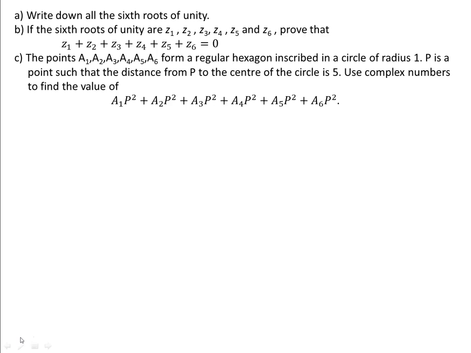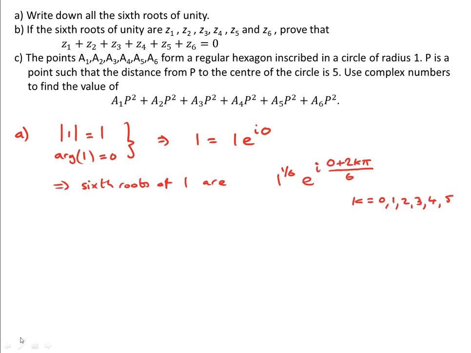Right, for part A, well, we know the modulus of 1 is 1, we know the argument of 1 is 0, so we know that in the r e to the i theta form, we can say that 1 is the same thing as 1e to the i times 0. So the sixth roots of unity will be 1 to the sixth times e to the i (0 plus 2k pi) divided by 6 for k equals 0, 1, 2, 3, 4 and 5.